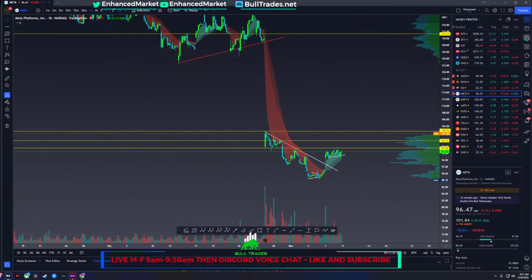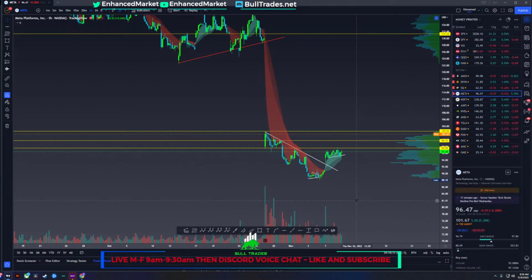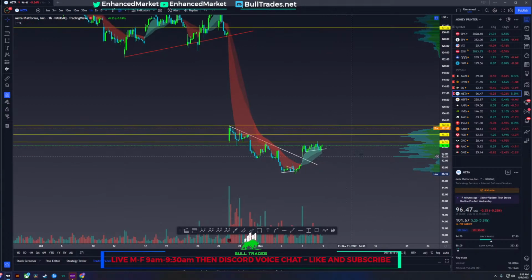Meta up 5.5% in pre-market. They're cutting 11,000 jobs, so that's bullish for the stock. Unfortunately, it's a bullish thing that people are losing jobs, but that's what the world is.